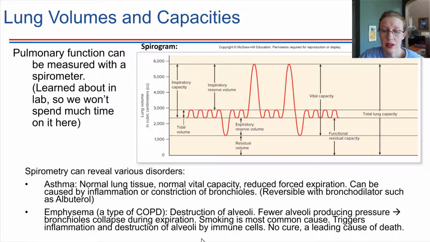So this is a disease that progresses. It's hard to get the immune cells to stop doing this once it's initiated. We don't have a cure at this point, and it can lead to death. It is a leading cause of death. Chronic obstructive pulmonary diseases are right up there on the list.